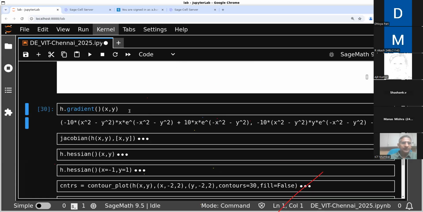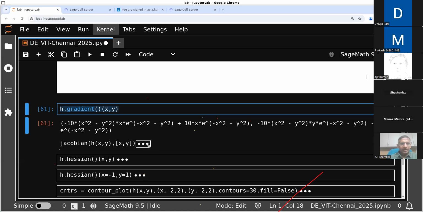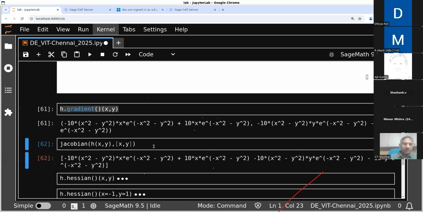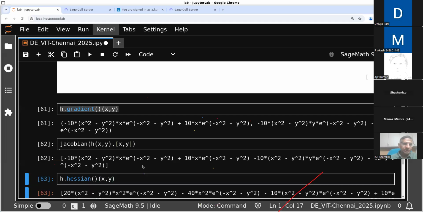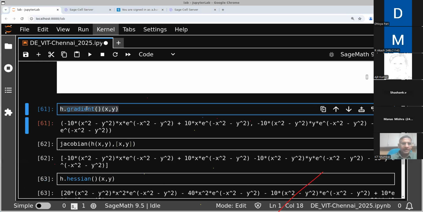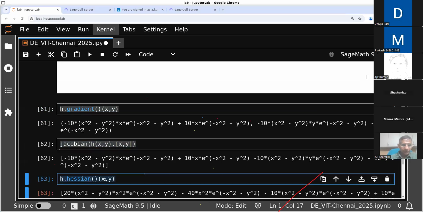So for example, you can find the gradient of this function. h dot gradient will give me the gradient of this function. Similarly, I can find the Jacobian of this. All these things you have learned. You can find the Hessian of this. This also you have learned. Okay. Let me once again copy this for you. So this is how you find the gradient. This is how you find the Hessian, the Jacobian, and this is how you can find the Hessian.